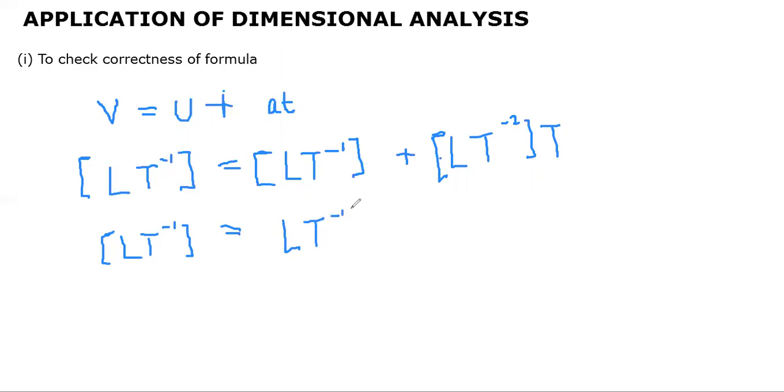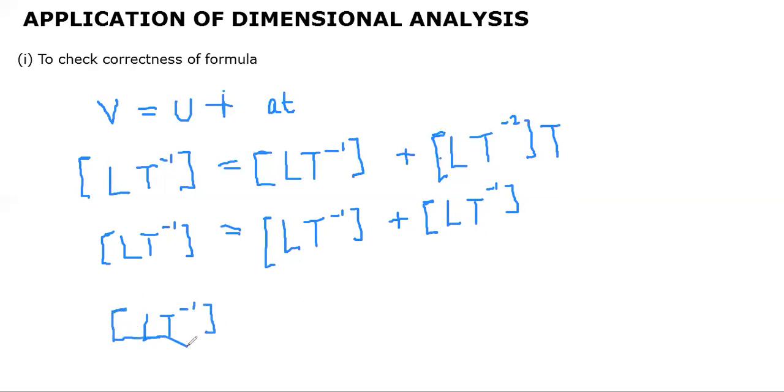You cannot solve anything in this bracket, LT minus 1 remains LT minus 1, plus. Now what happens here? This T and this minus 2: minus 2 plus 1 makes it minus 1. That will give LT minus 1. So in RHS, you are getting LT minus 1 plus LT minus 1. See, the basic algebra does not work here, like x plus x becomes 2x. So LT minus 1 plus LT minus 1 will not make it 2 LT minus 1.